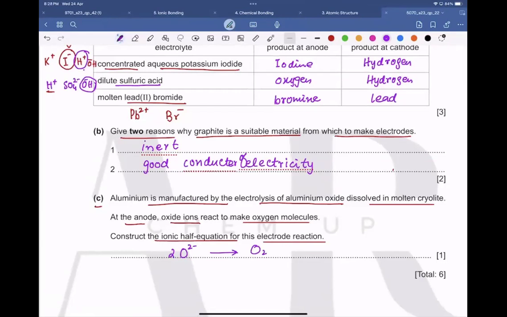Yes, you can just write inert. You can write any two, as I've told you: high melting point, inert, good conductor of electricity. You can write any two out of these three, okay?